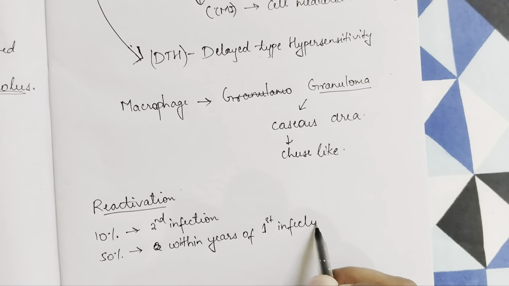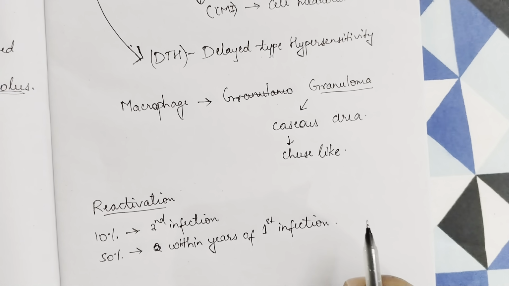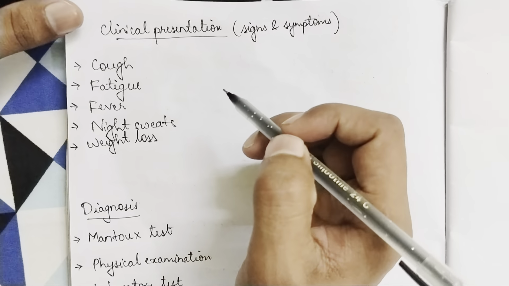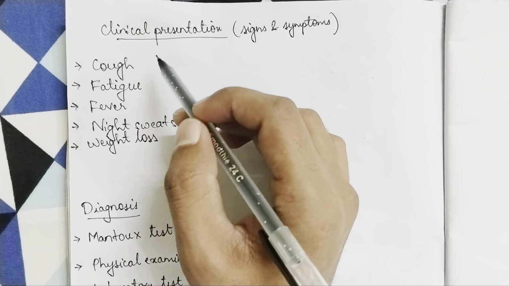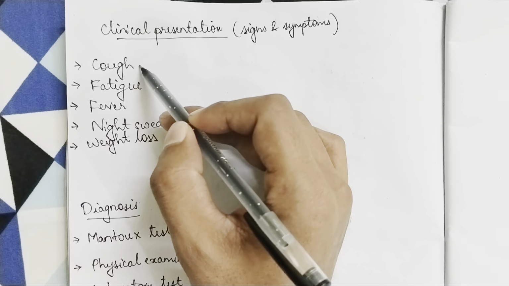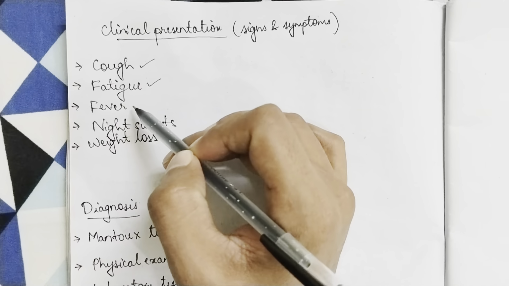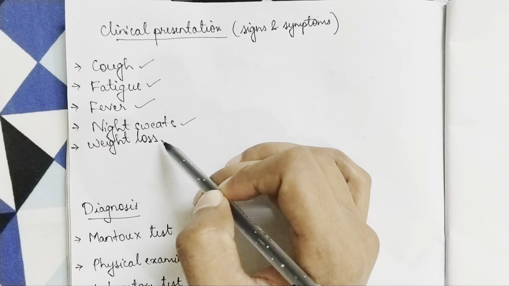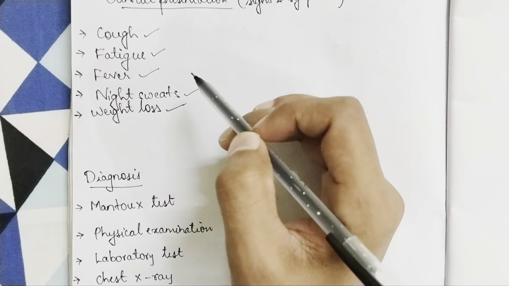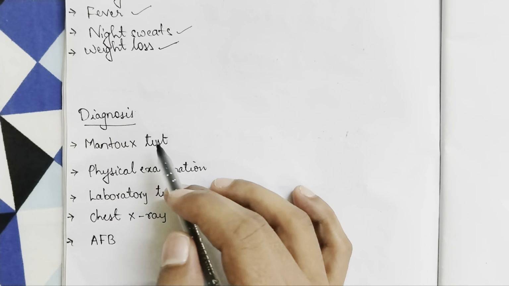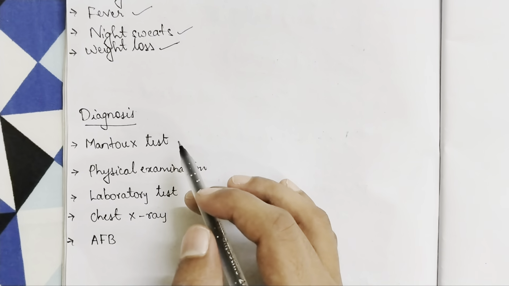Then we will talk about the clinical presentation, which is signs and symptoms. So what will be the symptoms of tuberculosis? There will be cough, fatigue, fever, night sweats, and lastly weight loss. This weight loss is an important factor. Then we will come to the diagnosis. How will we diagnose this disease?